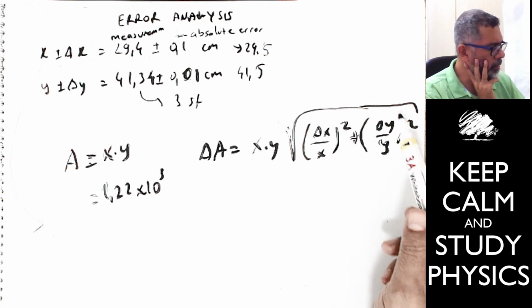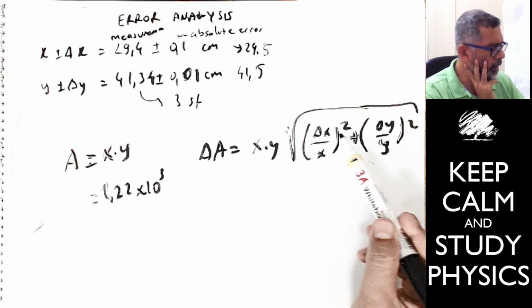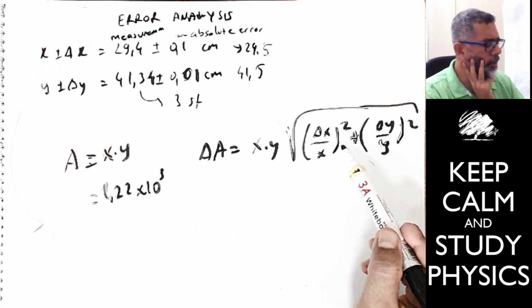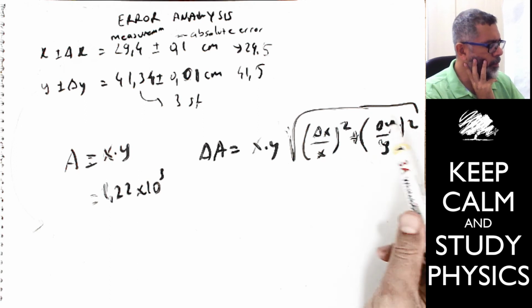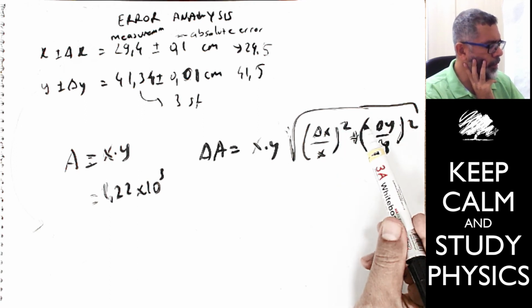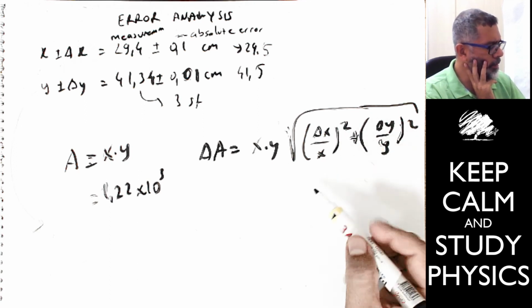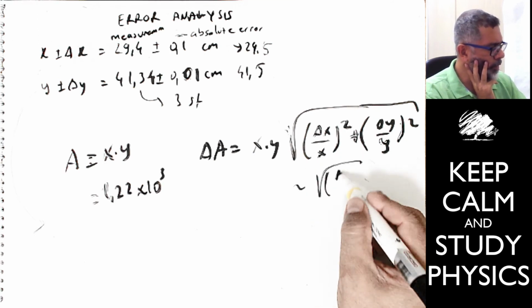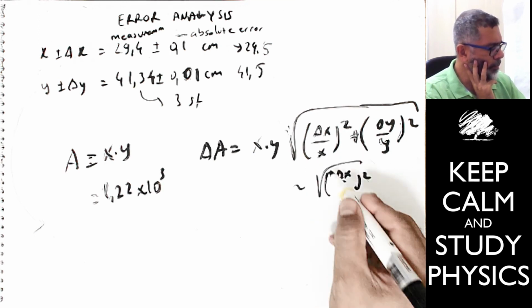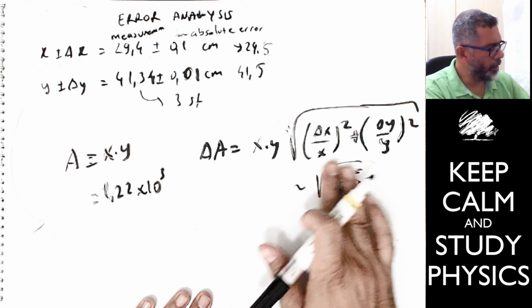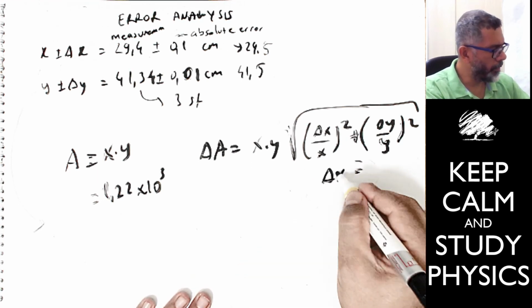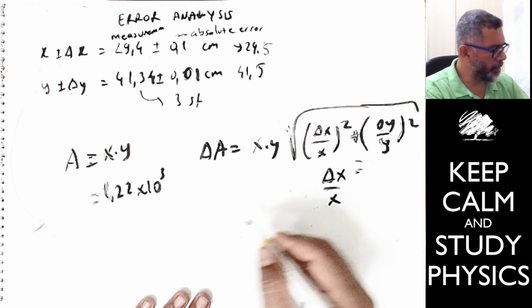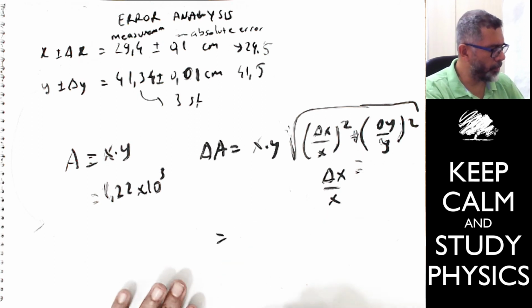And adding this relative error to this one will not change abruptly the term inside the square bracket. So you can simply take this as the square root of the relative error of x squared, but since this is squared over here, it's just delta x over x. So after this simplification, let's calculate this.